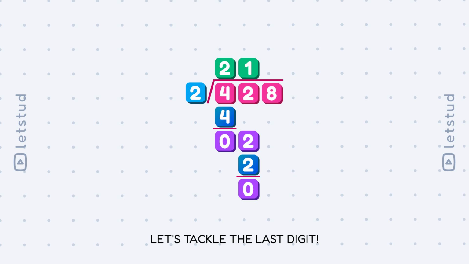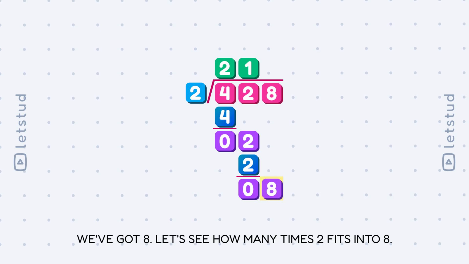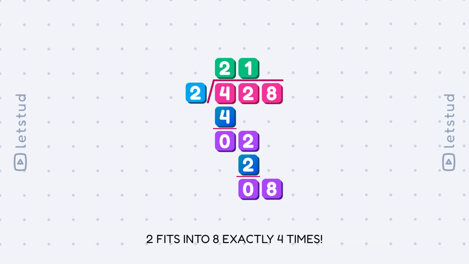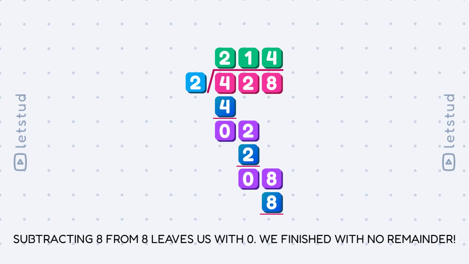Let's tackle the last digit. Last one, we bring down the final digit, 8. We've got 8, let's see how many times 2 fits into 8. 2 fits into 8 exactly 4 times. Check it out, 4 times 2 is 8, spot on. Subtracting 8 from 8 leaves us with 0. We finished with no remainder.